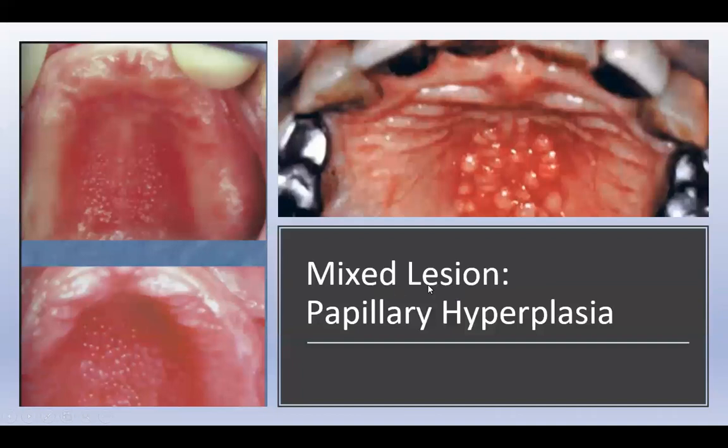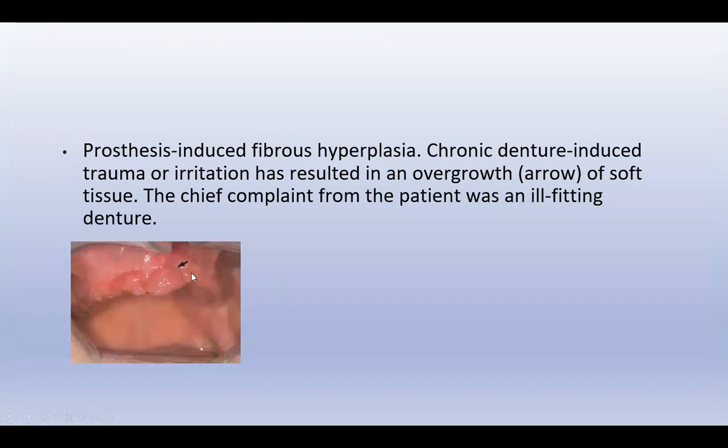Here's a mixed lesion. So we have papillary hyperplasia. You can see how red it is, but also there are all of these little tiny dots all over the palate, and it's very, very red, little circular raised tissue all over the palate. So that's a mixed lesion, papillary hyperplasia. Then we have these extra keratinized folds of tissue along the ridge. Prosthesis-induced fibrous hyperplasia. So again, similar to the epulis fissuratum, just in a different area.